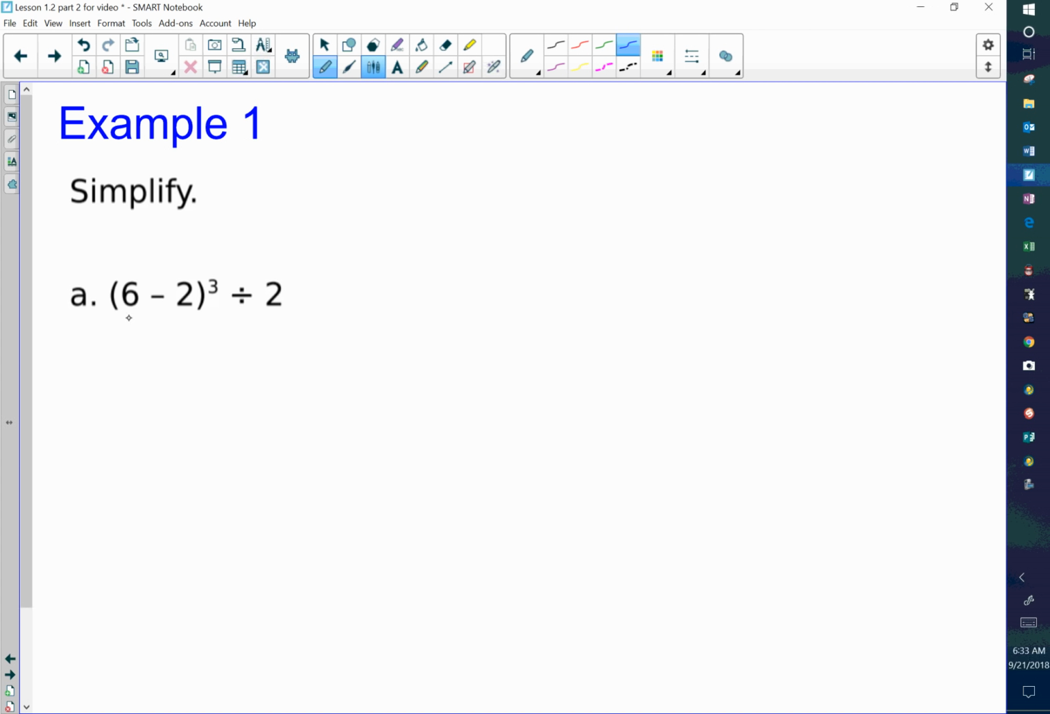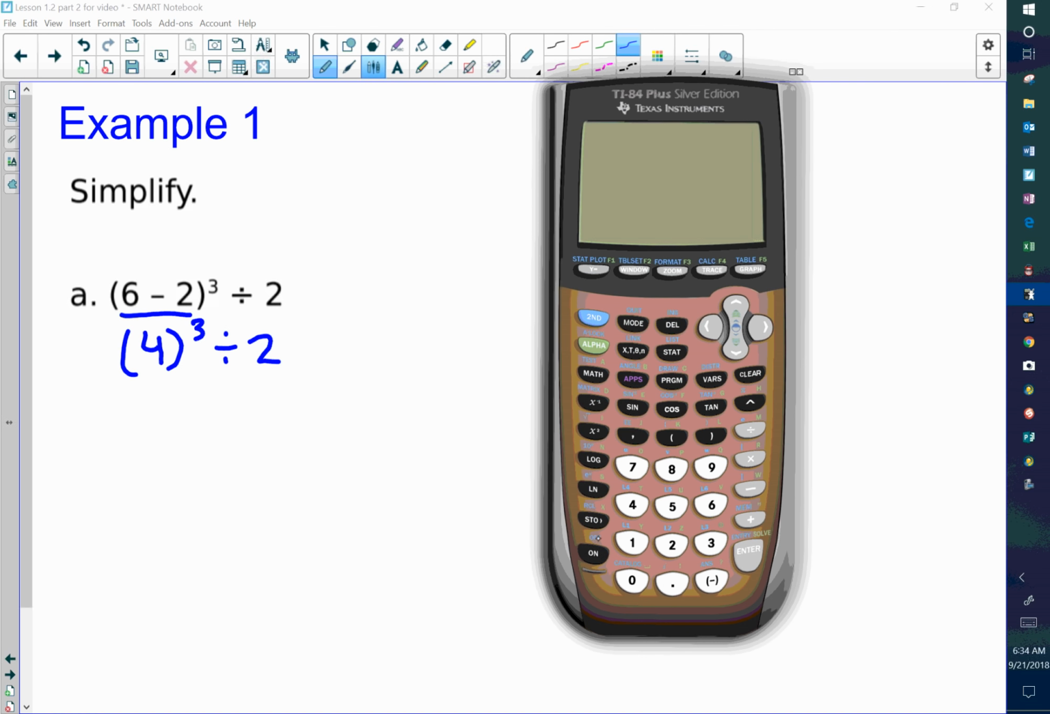All right, in this problem, you see a set of parentheses, and there's work to do inside the parentheses. So I'm going to do the work in the parentheses. 6 minus 2 is 4, raised to the third power, divided by 2. Now in algebra, getting the right answer is important, but it's equally important to show each step to justify how you got that answer. So if you haven't already gotten into the habit of showing your work like this, it is something that you need to work towards this year.